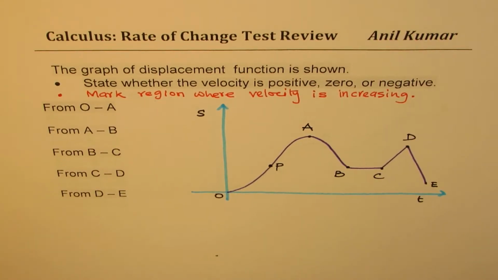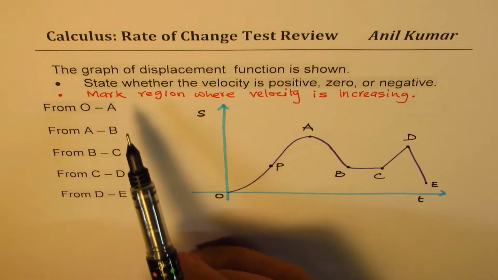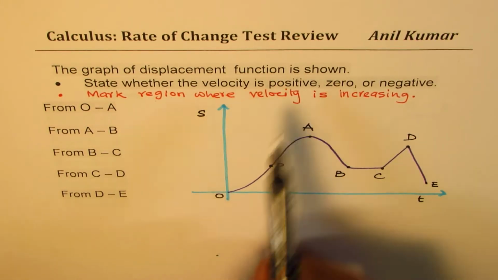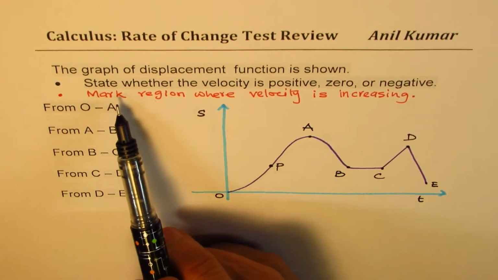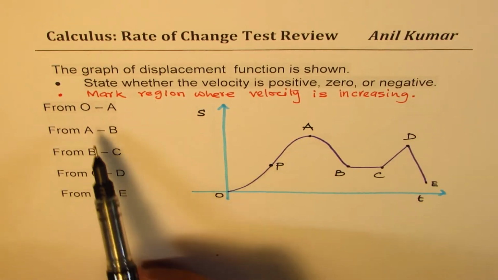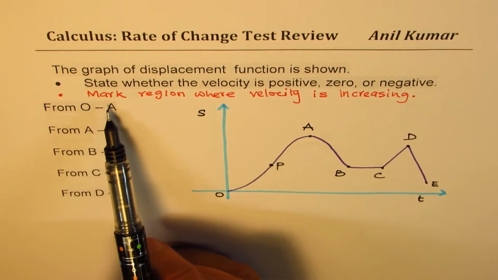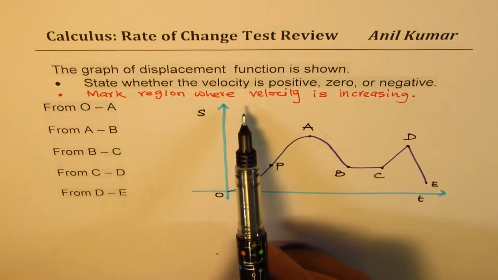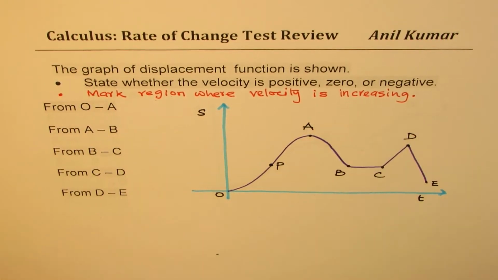Now let us solve these questions one by one and understand the concepts of rate of change. The very first question here is, the graph of displacement function is shown. State whether the velocity is positive, 0 or negative. I've added one portion here, mark region where velocity is increasing.